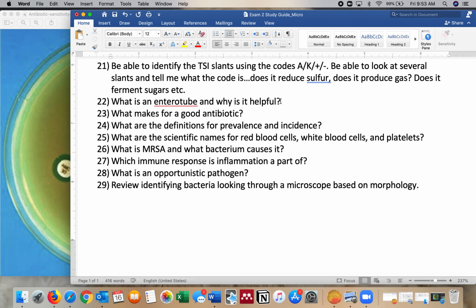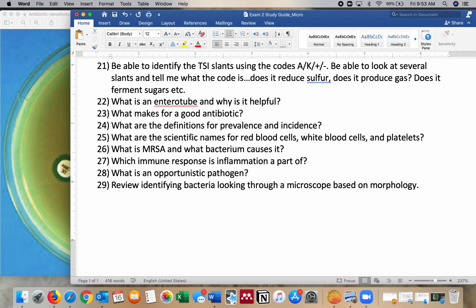What are the definitions for prevalence and incidence? I'm not going to go over that because it's in your lab manual. You've had to look it up a couple of times. Just know what is the difference between prevalence and incidence, okay?